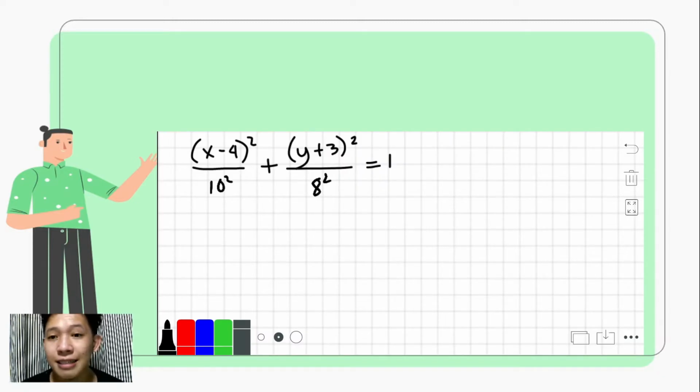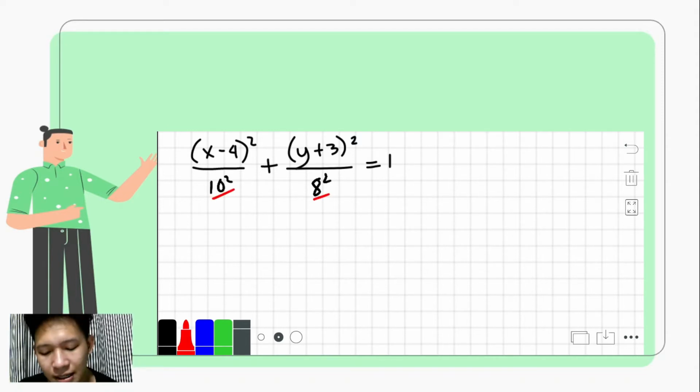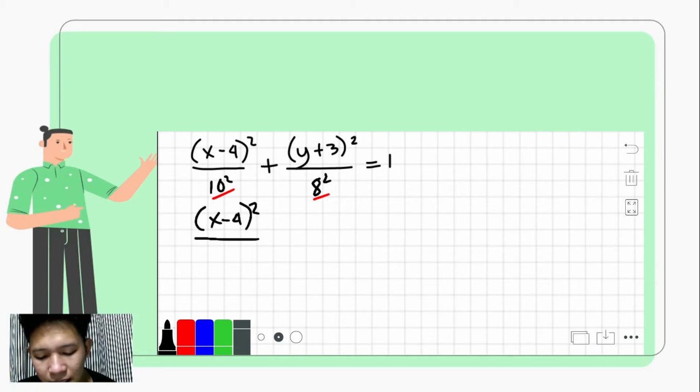squared over 10 squared plus y plus 3 squared over 8 squared equals 1. And what we're going to do is first simplify the denominators, that's 10 squared and 8 squared. So we will write them down as 100 and 64 respectively. So we would have x minus 4 squared over 100 plus y plus 3 squared over 64 equals 1.